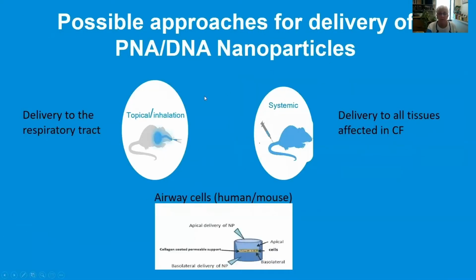Possible approaches for delivery for the PNA and DNA nanoparticles that we wanted to use for this CF project. Well, we deliver to the respiratory tract clearly, topically, nose, breathe it in, airway, or think about it systemically, right? Can we deliver this systemically and really get to all the tissues affected in CF? So we have models to look at both delivery approaches. And we also deliver to airway epithelial cells grown at ALI, both human and mouse, to really try to work out some of the kinks in the system.